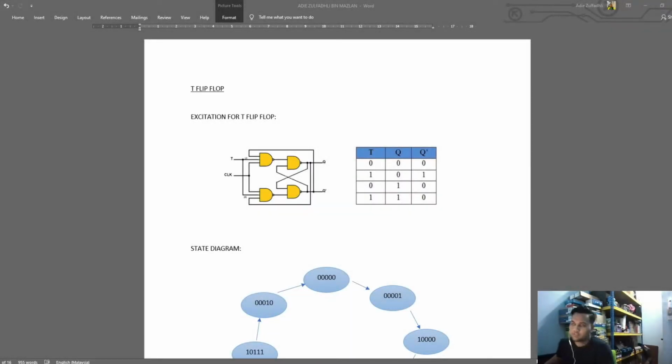So first, this is a T flip flop circuit. This is the excitation for the T flip flop. Here we have two inputs. We can see when T is 0 and Q is 0, the output will be 0. When T is 1 and Q is 0, the input will be 1, and when T is 0 and Q is 0 the output will be 0, and when T and Q are both 1, the output will be 0.